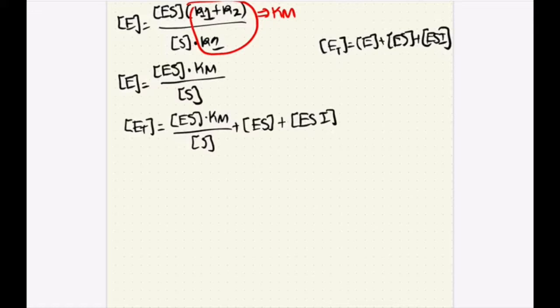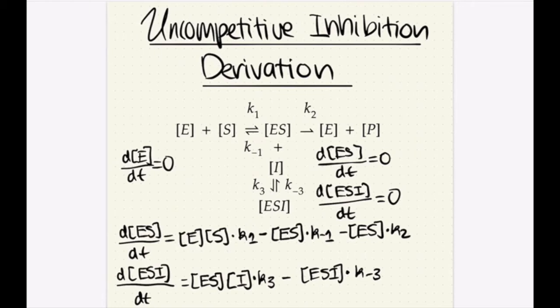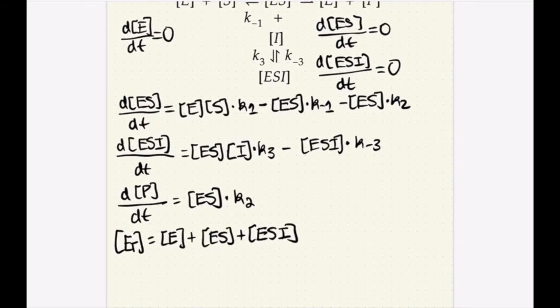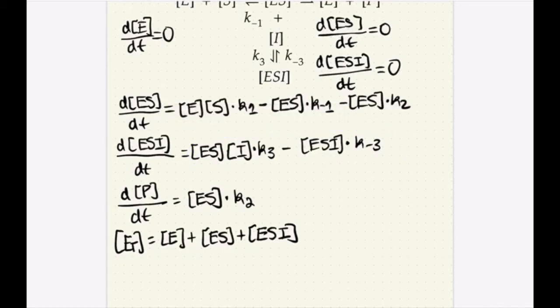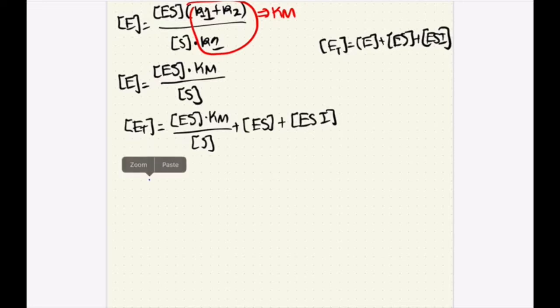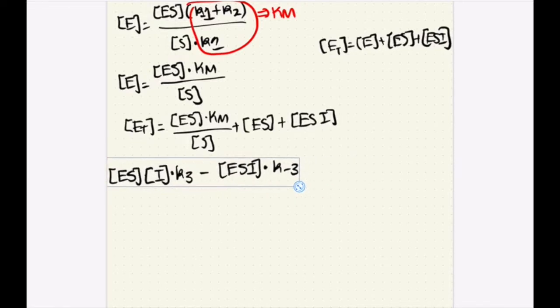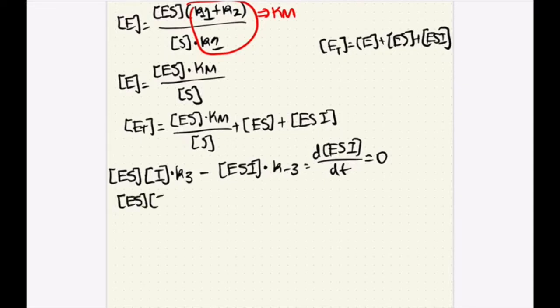So now we're going to try to find this in terms of the enzyme substrate complex. We're going to take the equation that we derived for the change in the enzyme substrate inhibitor complex over time, and make it equal to 0 due to our assumption of dynamic equilibrium. So it's the enzyme substrate complex times the inhibitor concentration times the K3 parameter equals the enzyme substrate inhibitor complex concentration times the K-3 rate parameter.